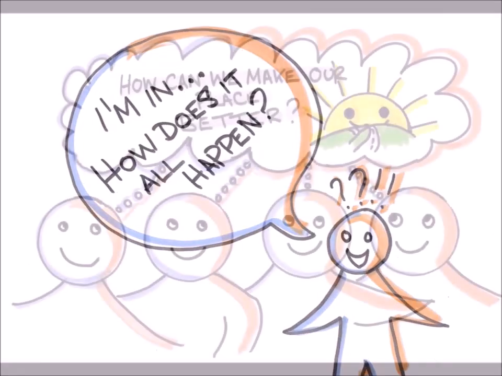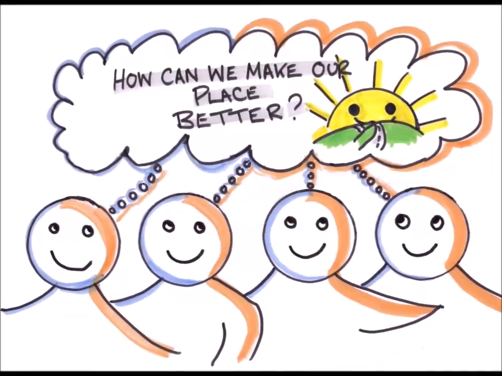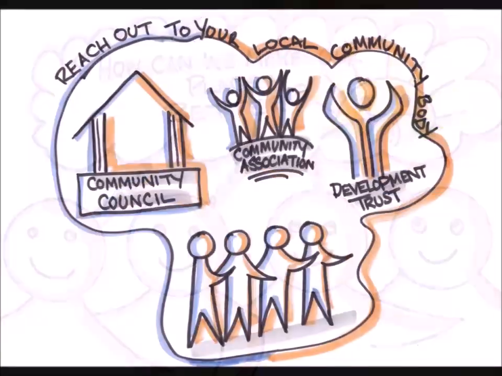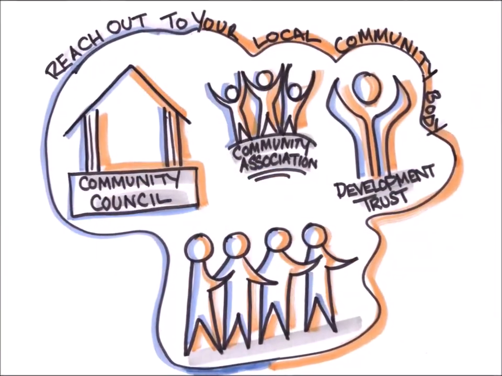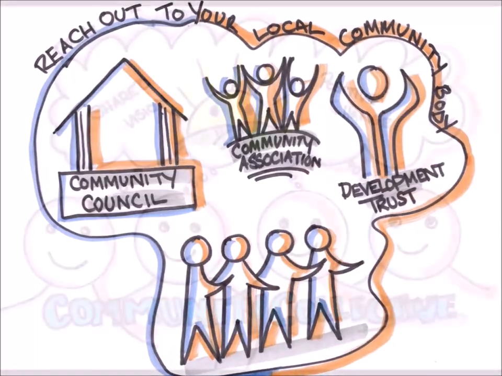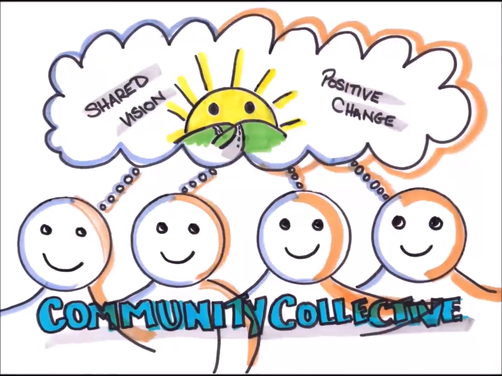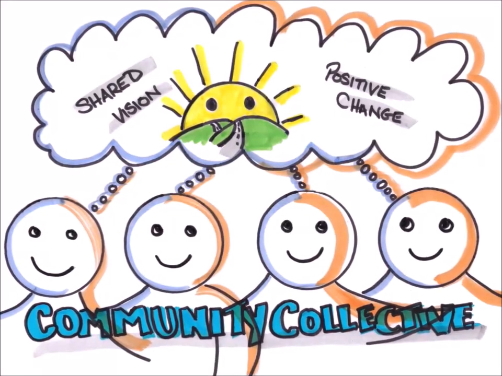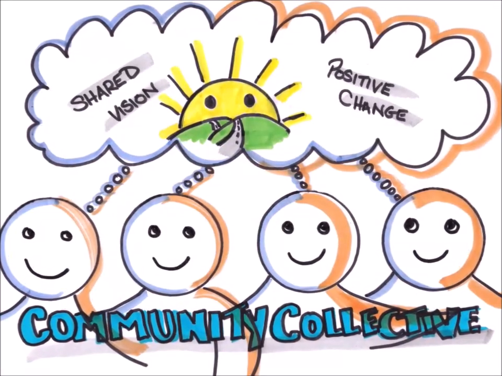It starts with a few people who want to make a difference to their place. They can reach out to an active community body, such as their local community council, community association, or development trust. But the community action plan process can be driven forward by a group of community members with a shared vision.